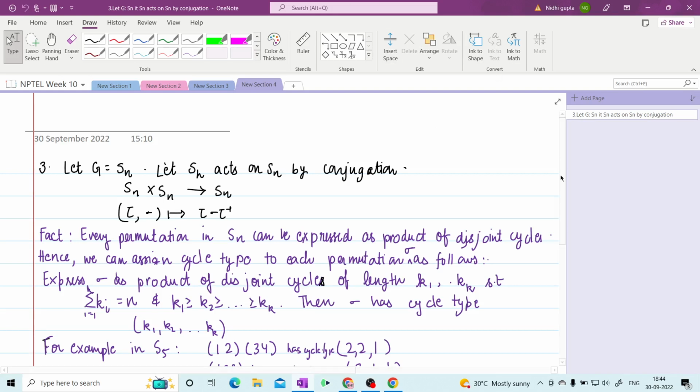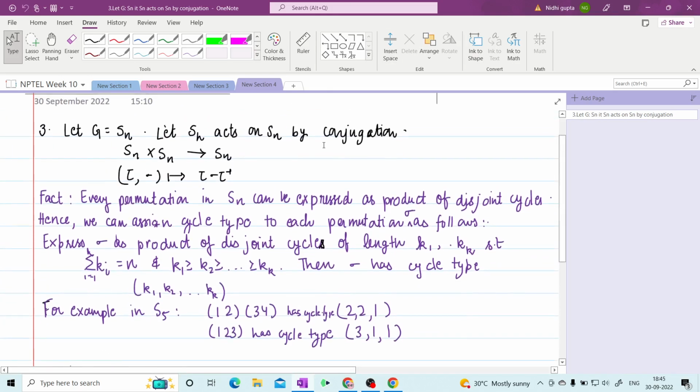So our next question is this. We have a group G which is Sn, that is the group of all permutations on the set 1 to n. And here the case is that the set on which G is acting is also Sn. So both the set and the group are Sn itself, and the action is the conjugation action, which is just this: tau dot sigma is tau sigma tau inverse. So this is our group action.